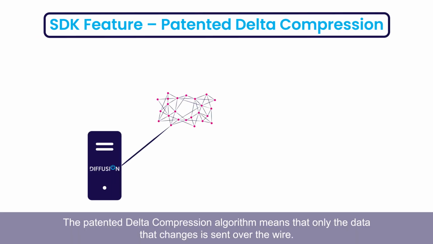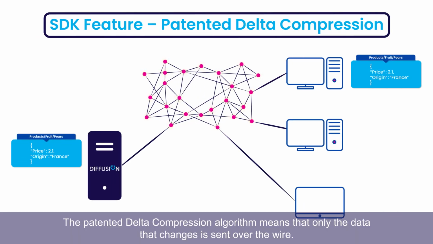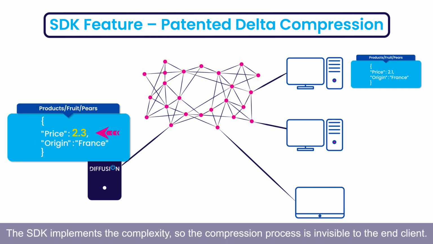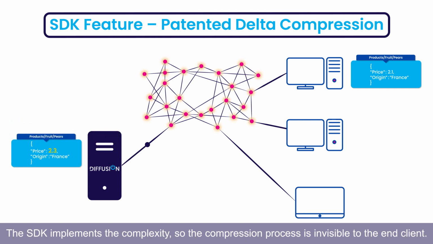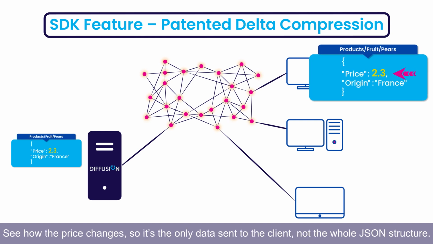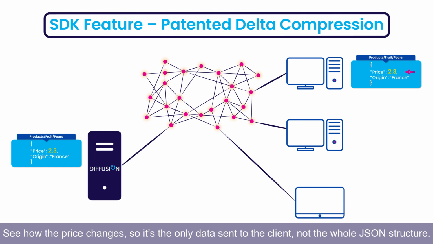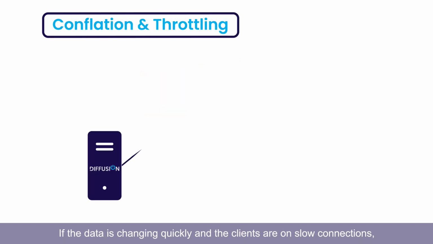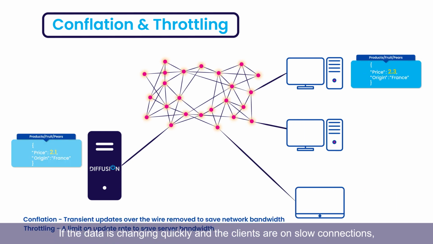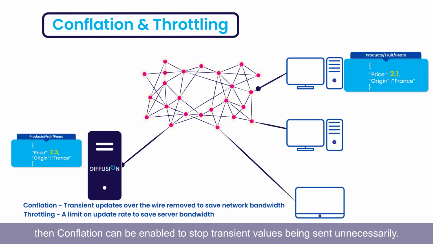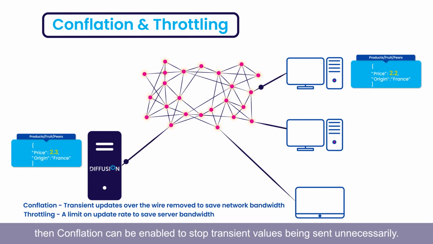The patented delta compression algorithm means that only the data that changes is sent over the wire. The SDK implements the complexity, so the compression process is invisible to the end client. See how the price changes, so it's the only data sent to the client, not the whole JSON structure. If the data is changing quickly and the clients are on slow connections, then conflation can be enabled to stop transient values being sent unnecessarily.